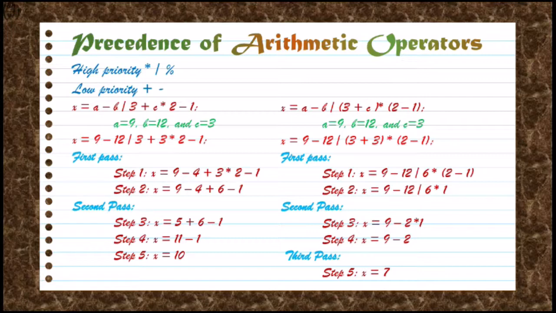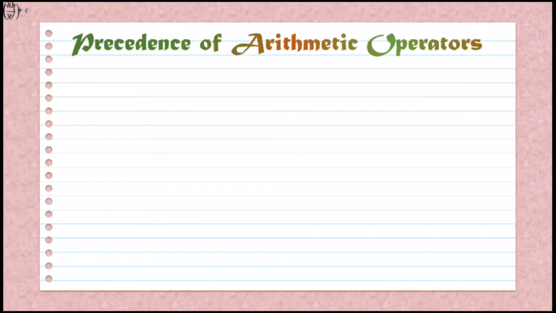Parentheses may be nested, and in such cases evaluation of the expression will proceed outward from the innermost set of parentheses. Just make sure that every opening parenthesis has a matching closing parenthesis. For example, suppose the same equation, we will introduce innermost and outermost parentheses.